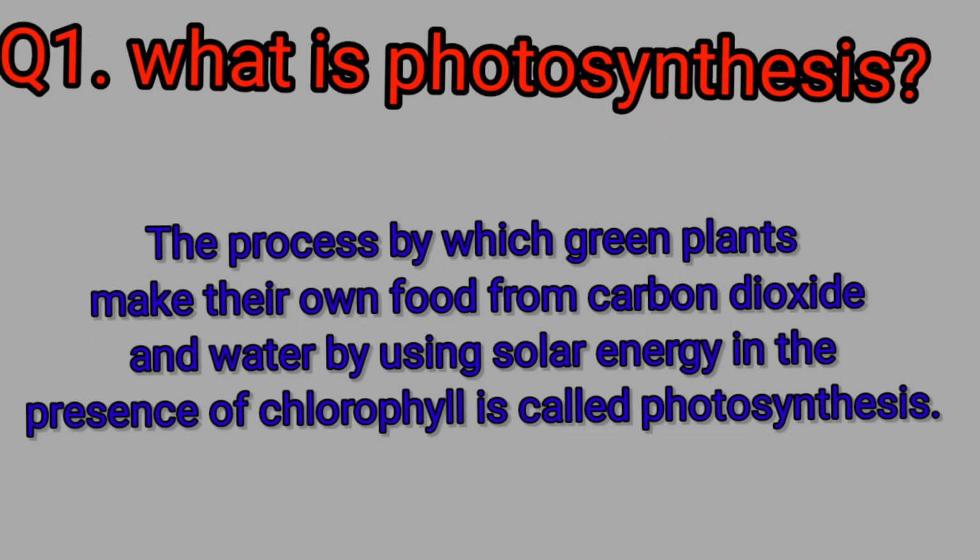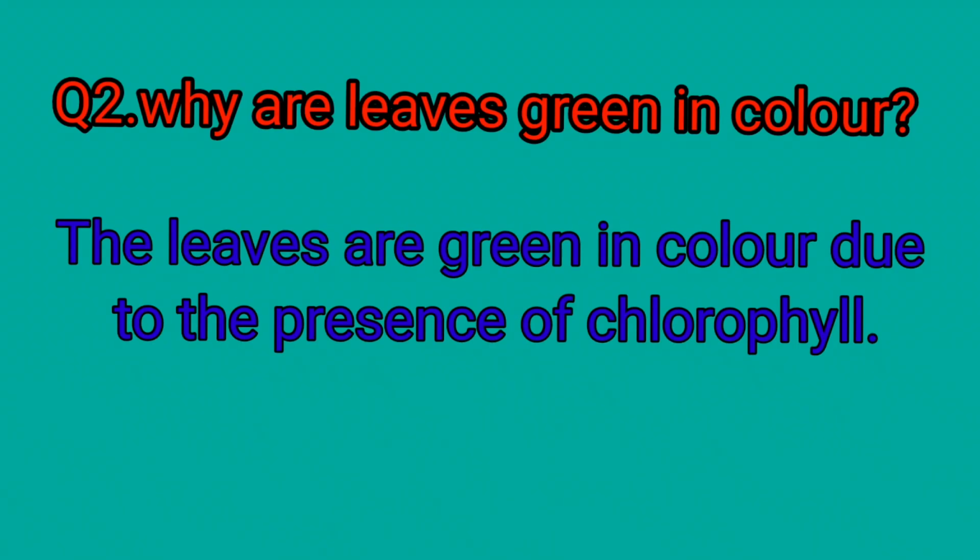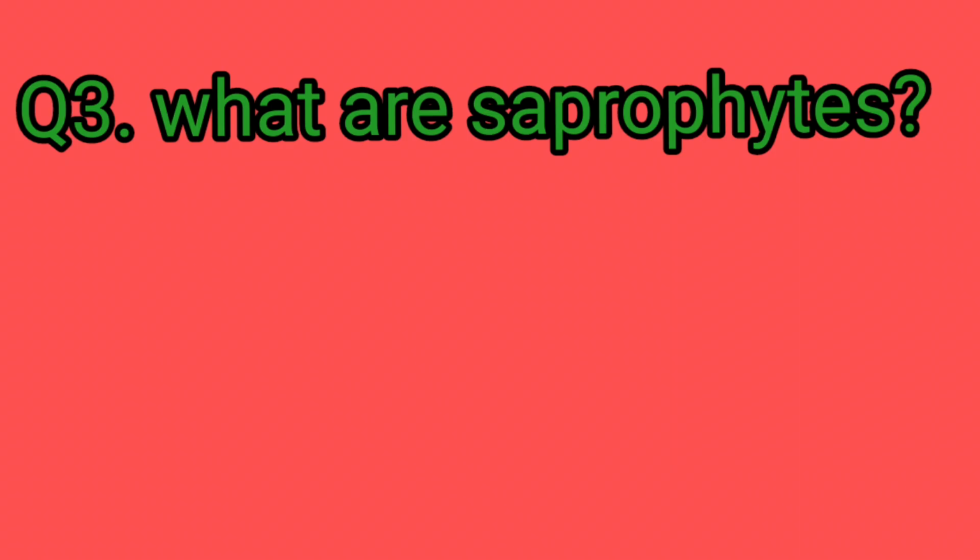What is photosynthesis? The process by which green plants make their own food from carbon dioxide and water by using solar energy in the presence of chlorophyll is called photosynthesis. Why are leaves green in color? The leaves are green in color due to the presence of chlorophyll.